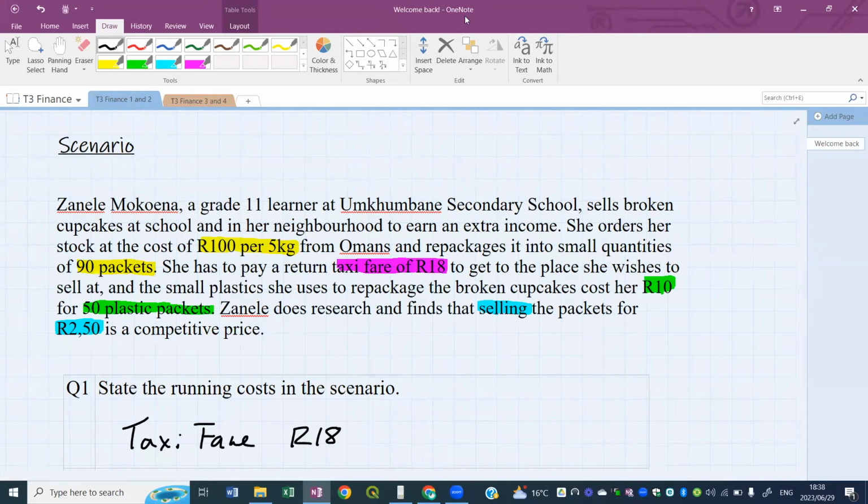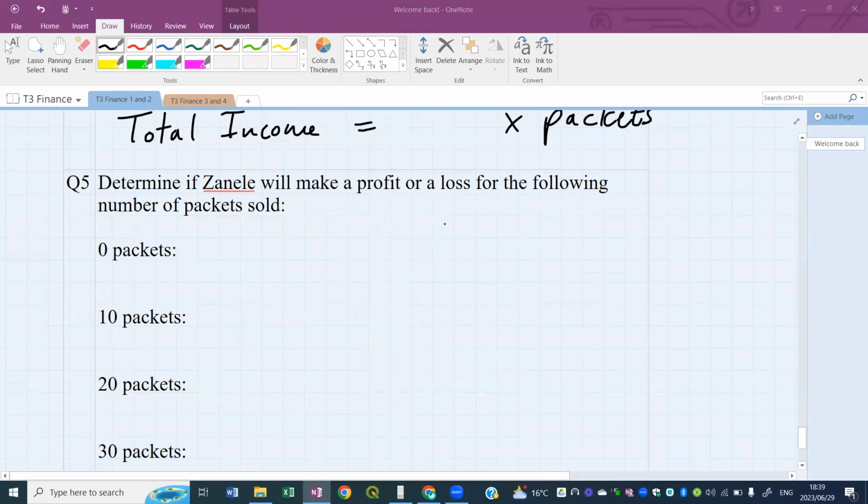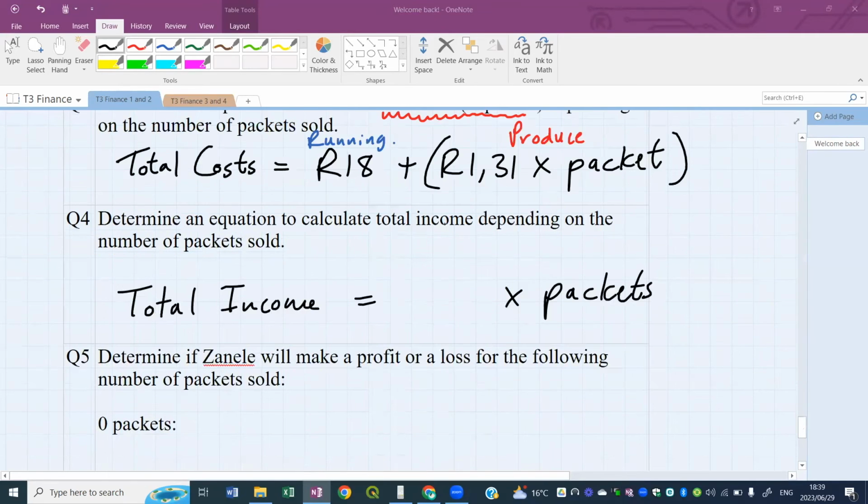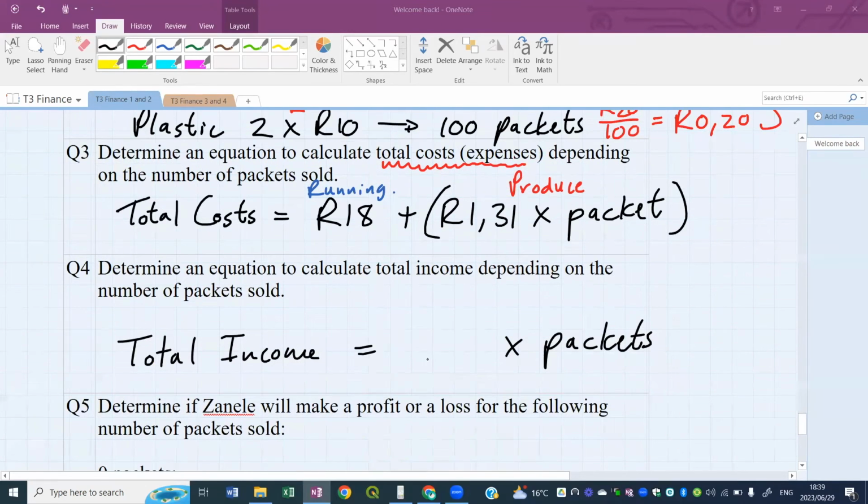I will direct your attention to the last sentence of this. Yes, there we go. Well done. So the last sentence of the story, Tiamo, says there that Zanele does research and finds that selling the packets for 250 is a competitive price. So when she gets money in, it'll be 250 per packet. All right, it'll be 250.